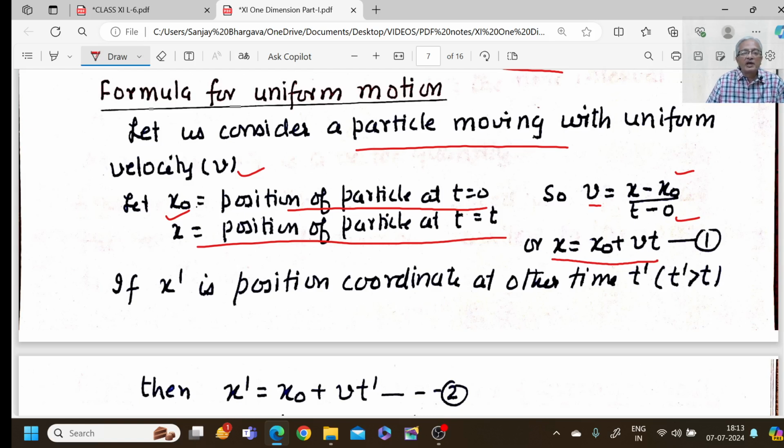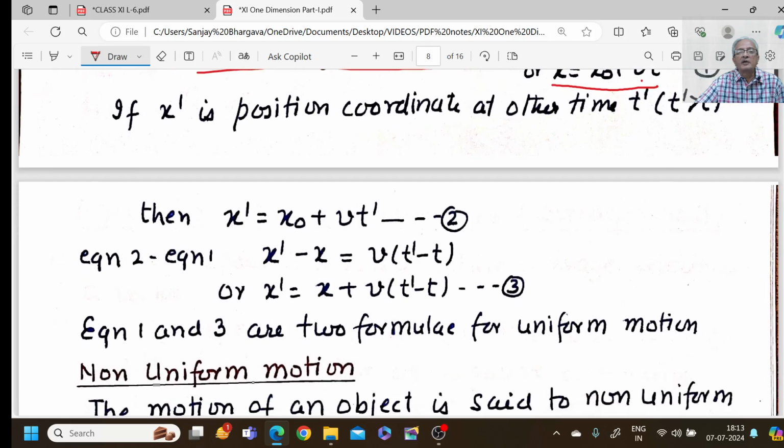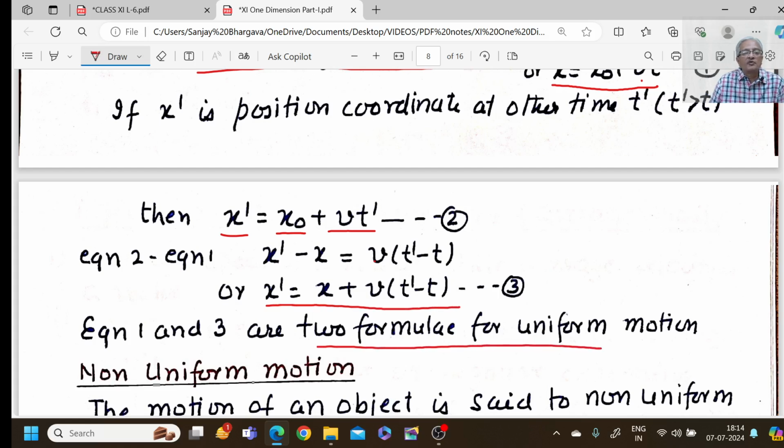What does this equation provide? It tells me what would be the position of an object moving with uniform velocity v after time t. Now if x dash is the position coordinate at the other time t dash such that t dash is greater than t, then x dash would be equal to x0 plus vt dash. So x dash minus x would be equal to v into t dash minus t, or x dash would be equal to x plus v into t dash minus t. Equation number 1 and 3 are the two formulas for uniform motion.